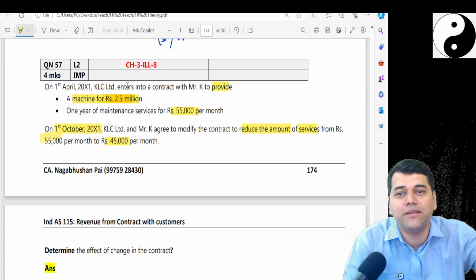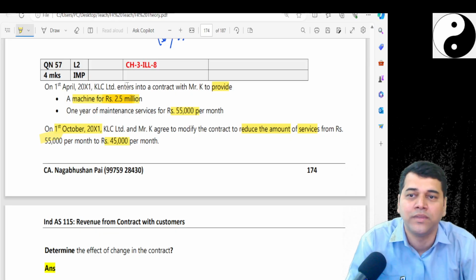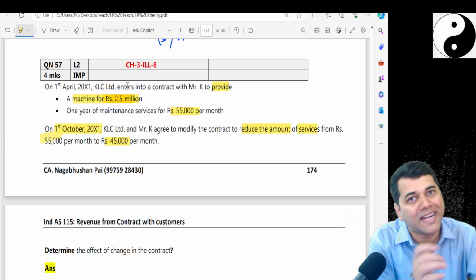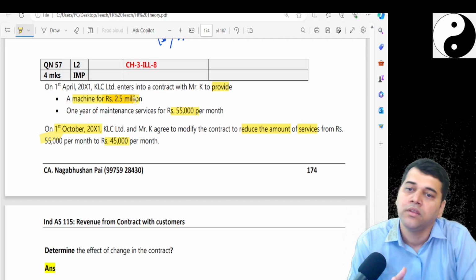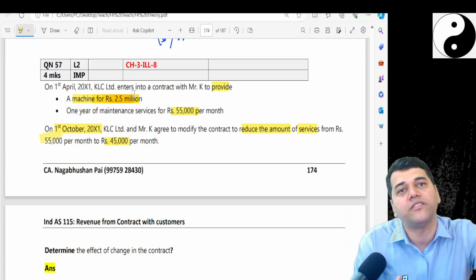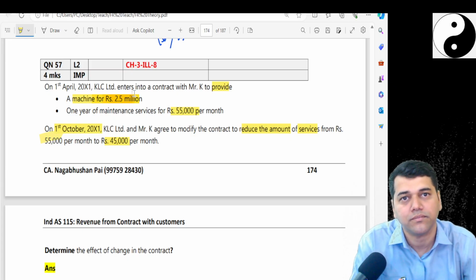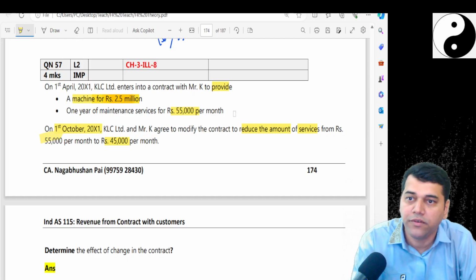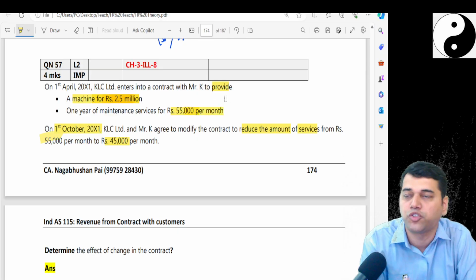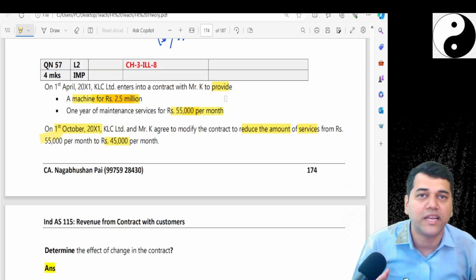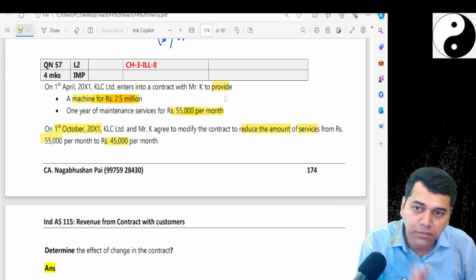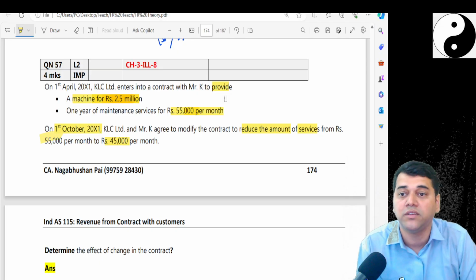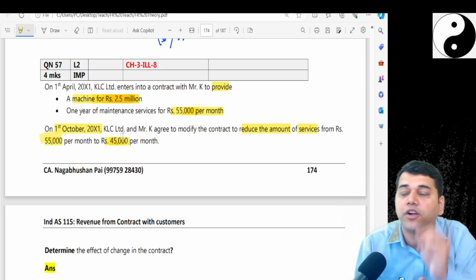If you have not delivered, then where do maintenance services come in? So I will interpret this question as: on 1st April you entered into the contract, at the same time you delivered, and you recognize 2.5 million because it is at a point in time. The other services are over a period of time, where every month he was supposed to pay 55. Suddenly there is a financial crisis. He comes on 1st October and says from now onwards for the next 6 months, instead of 55 I will pay you 45.